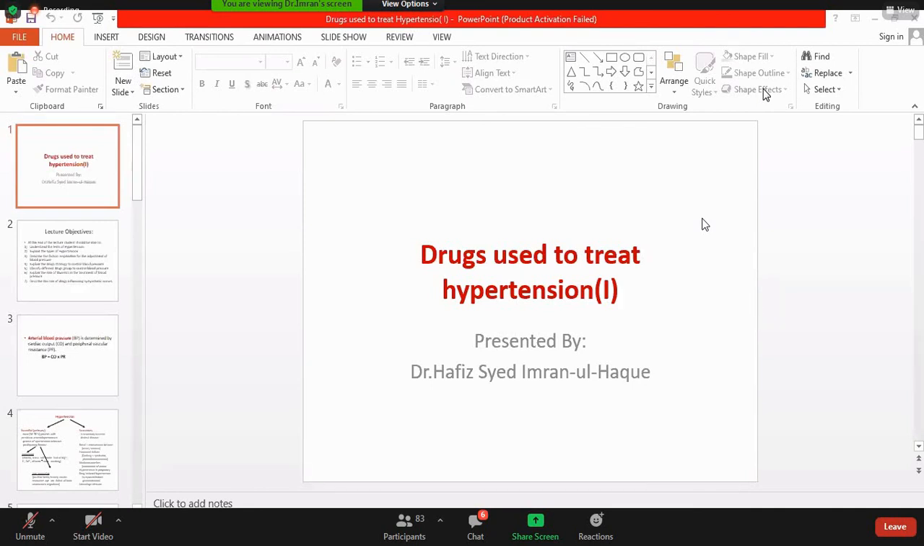Why? Because when there is a change in posture, alpha-1 receptors are stimulated and cause vasoconstriction. This vasoconstriction prevents the dropping of blood pressure, so it prevents postural or orthostatic hypotension, right? But when we block these receptors, there is a chance of postural hypotension. Okay? Okay, thank you so much.